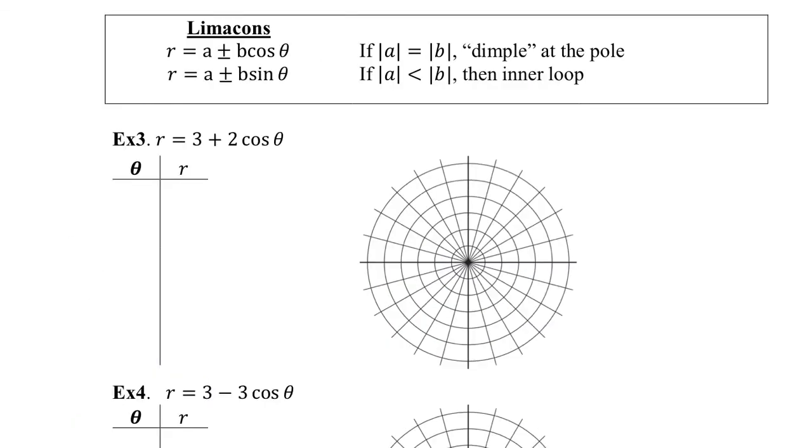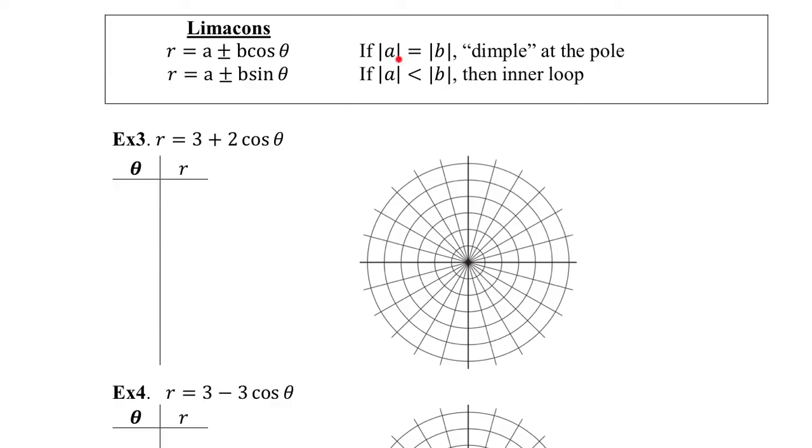Okay, the next type of graph we are going to graph is called a limaçon. It's similar to the previous type of graph, except it's going to be r equals a plus or minus b cosine theta, and this will maintain the symmetry to the theta equals 0 line. r equals a plus or minus b sine theta will maintain the symmetry of the theta equals pi over 2 line. But this little constant added or subtracted at the beginning is going to change the shape of the graph.